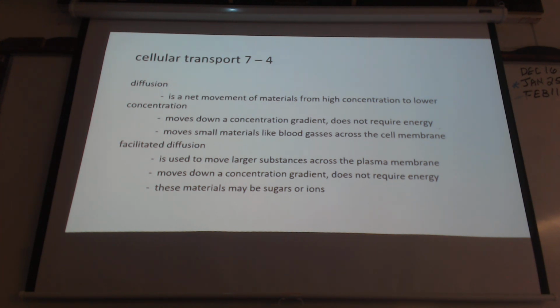Okay? Now, what do we see that's similar between these? Yeah, diffusion is there twice. Okay? What do these have in common? It's in the details up there. Neither one of them require energy.